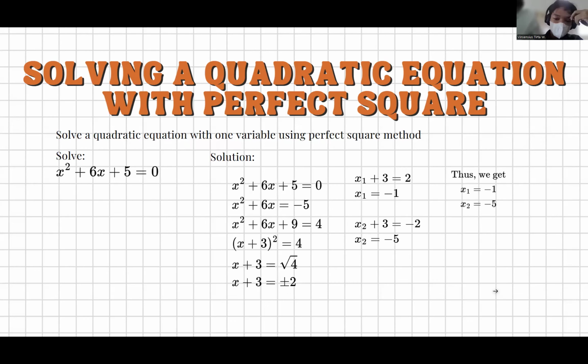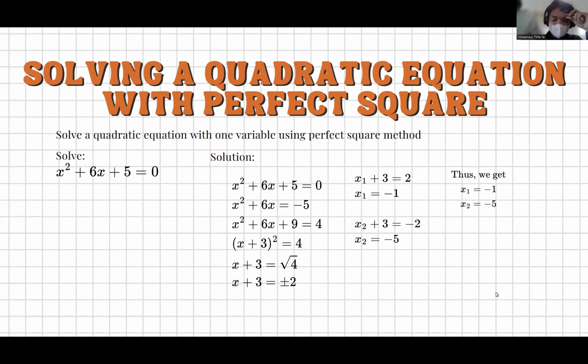Then we can do the second equation, which is x2 plus 3 is equal to negative 2. So we do the inverse of addition, which is to subtract both sides by 3. So we got x2 is equal to negative 5. Thus we got x1 is equal to negative 1 and x2 is equal to negative 5.